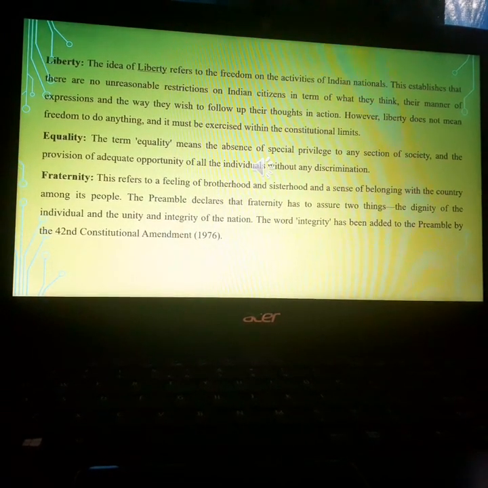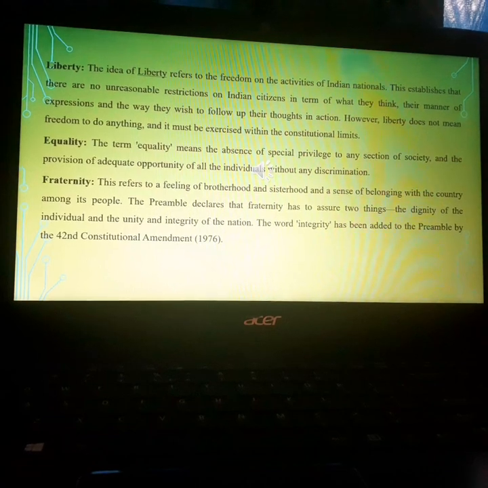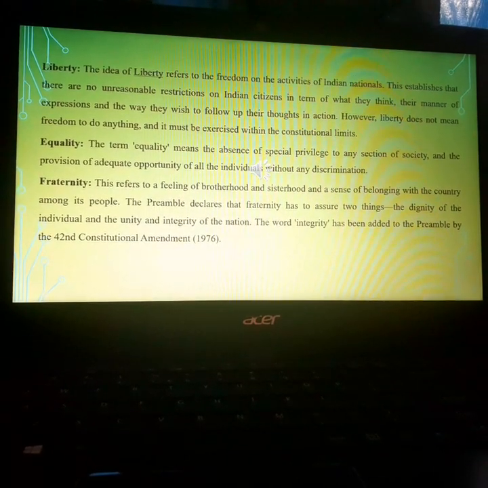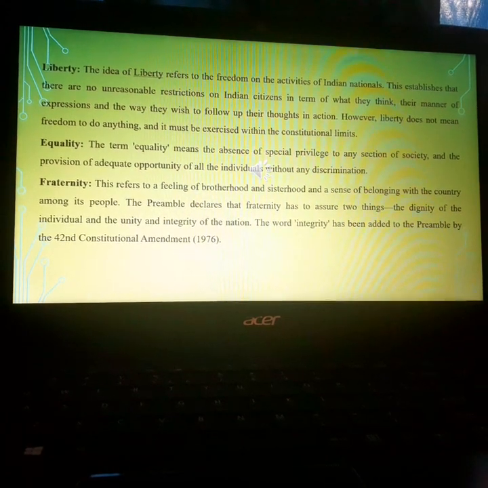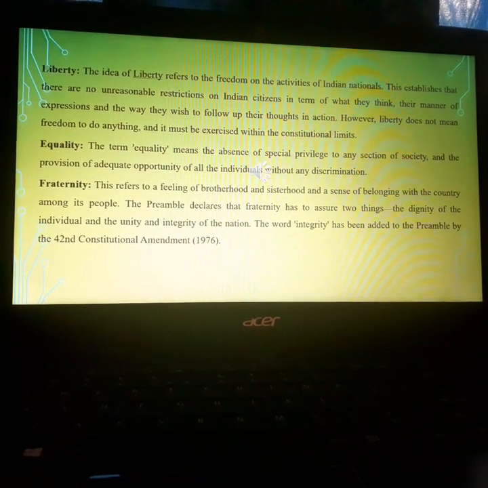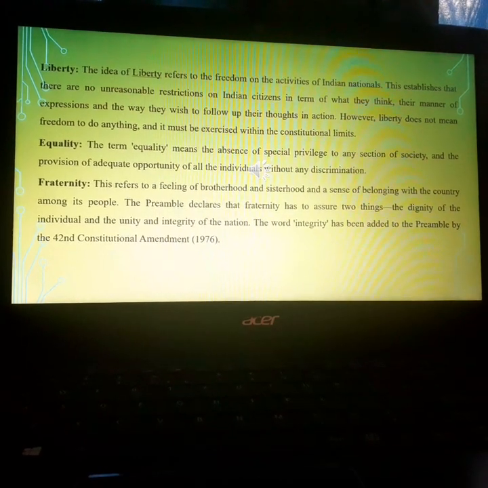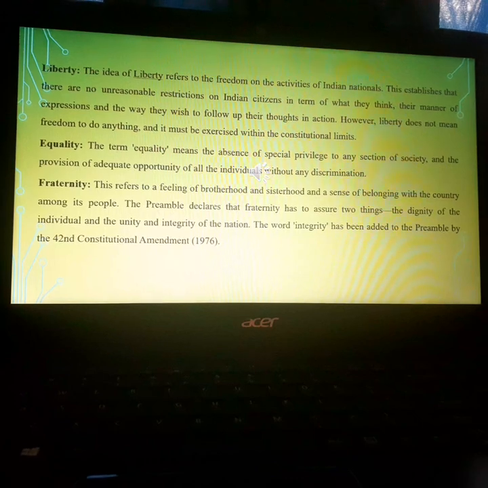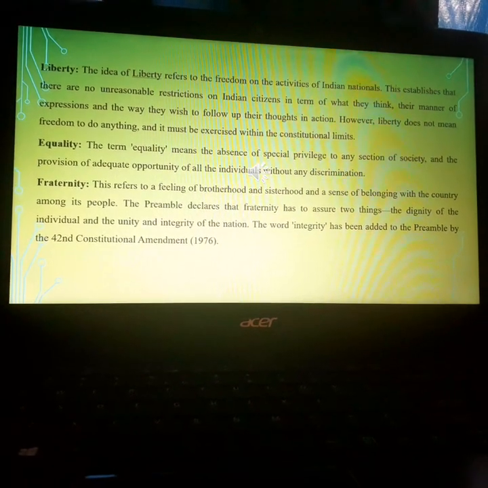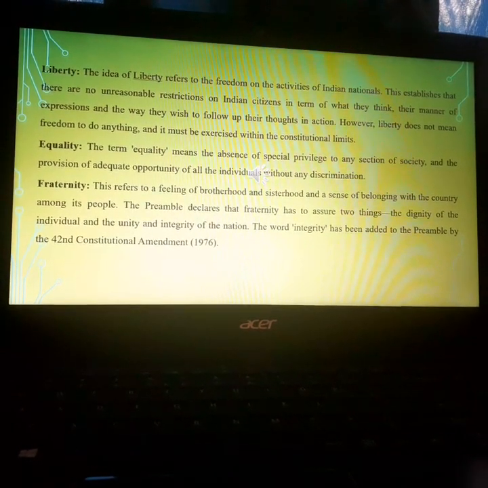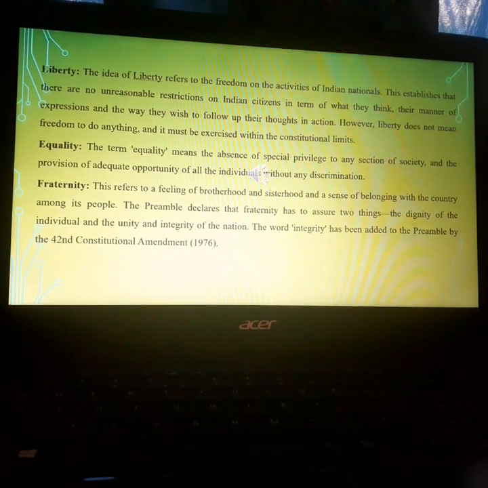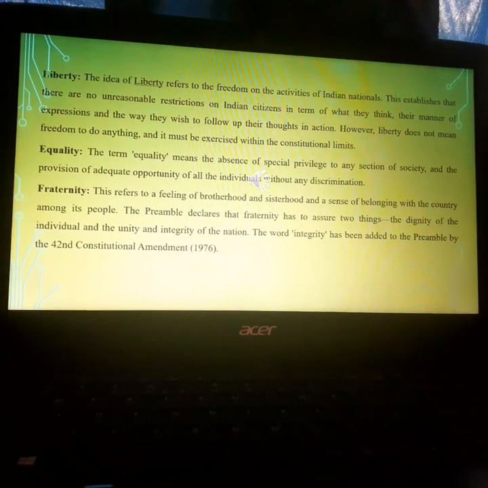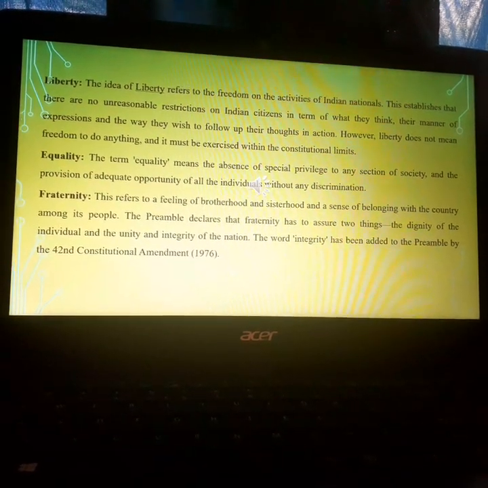Liberty refers to the freedom on the activities of Indian nationals. This establishes that there are no unreasonable restrictions on Indian citizens in terms of what they think, their manner of expression, and the way they wish to follow up their thoughts in action. However, liberty does not mean freedom to do anything, and it must be exercised within the constitutional limits.